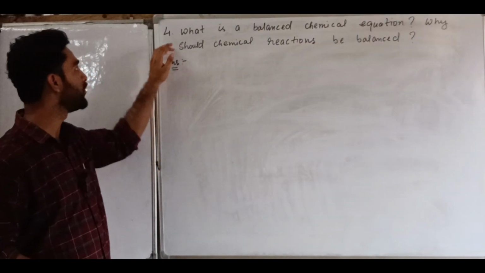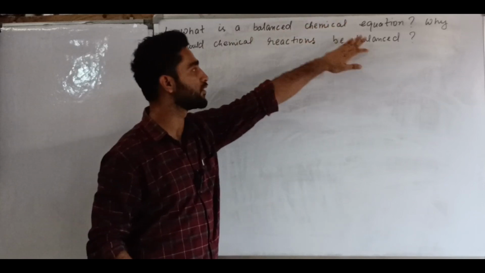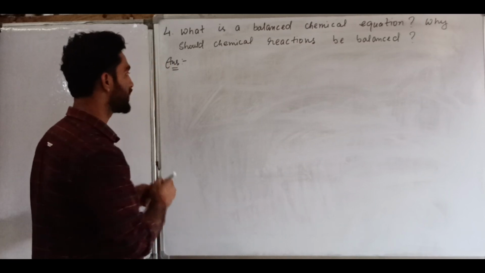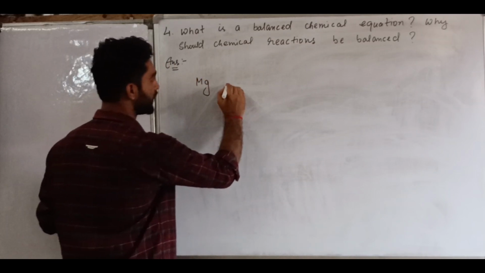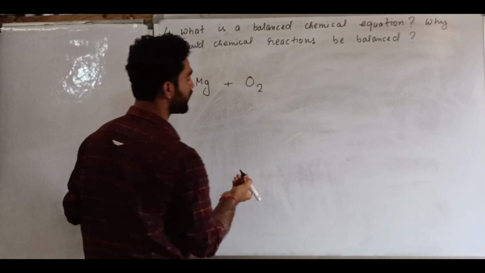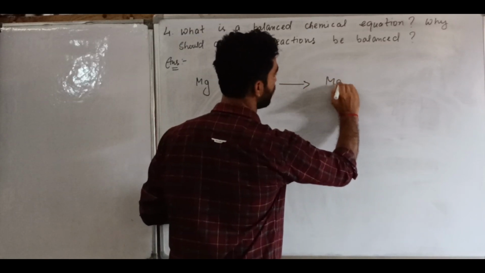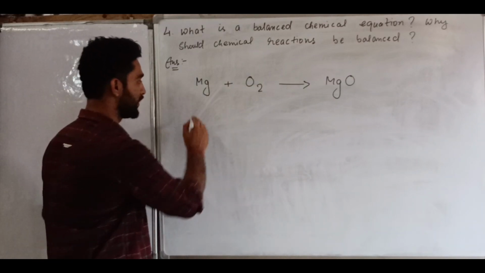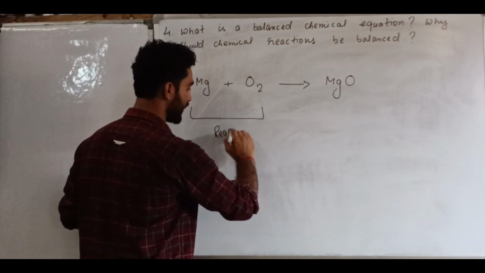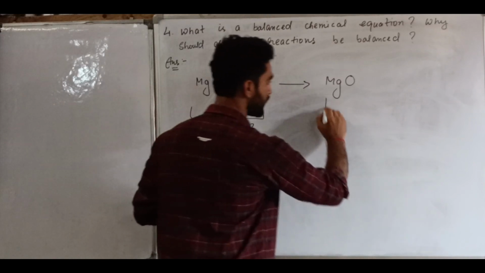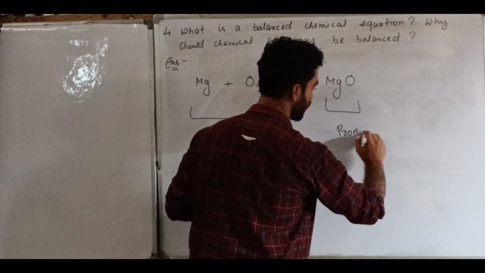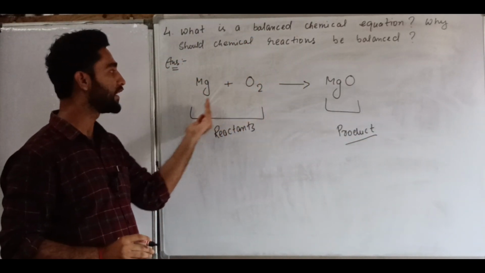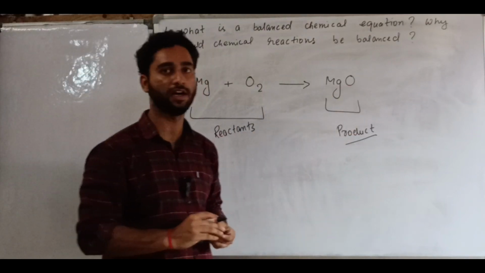Okay, now let's see question number 4. What is a balanced chemical equation? Why should chemical reactions be balanced? For example, if I write the equation magnesium plus oxygen, they form magnesium oxide. The left hand side is called the reactants and the right hand side is called the product. A balanced chemical equation means that the number of atoms on the reactant side should be equal to the number of atoms on the product side.